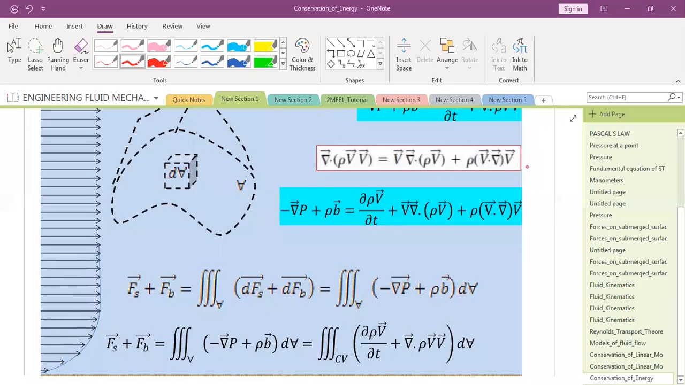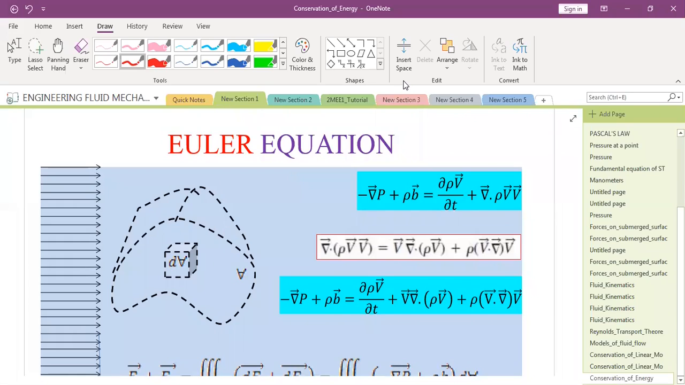So any doubts in conservation of linear momentum? I will wait for 1 more minute. Meanwhile, you can ask if you have any doubts. Then we will start with the discussion of conservation of energy. So I am starting with the discussion now.